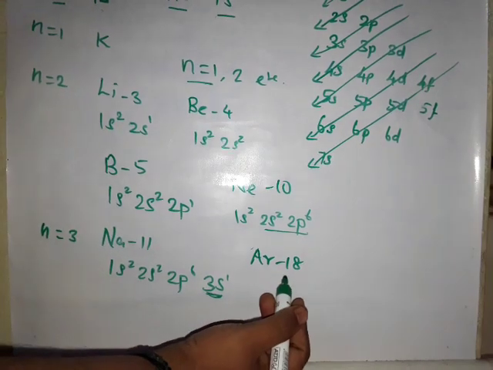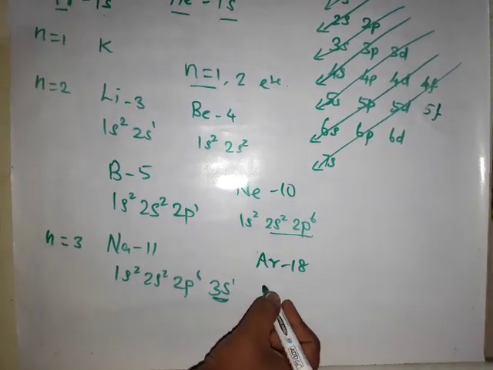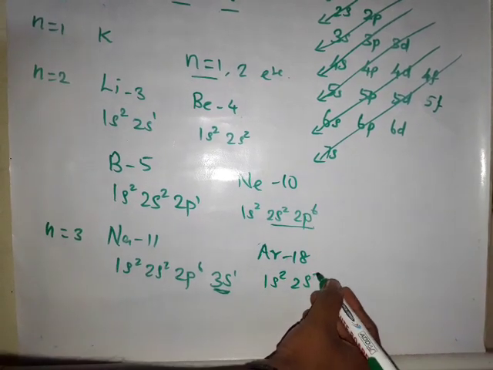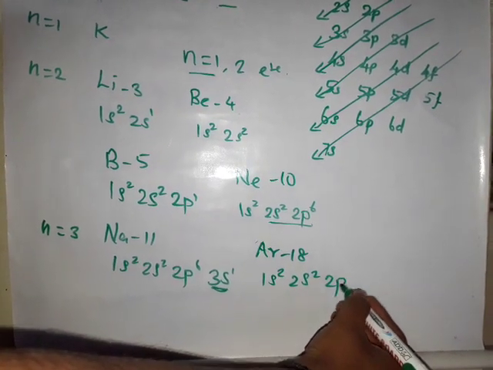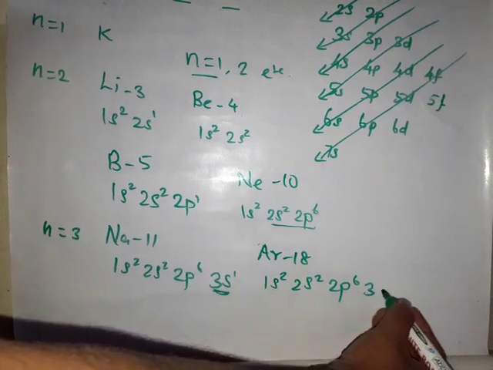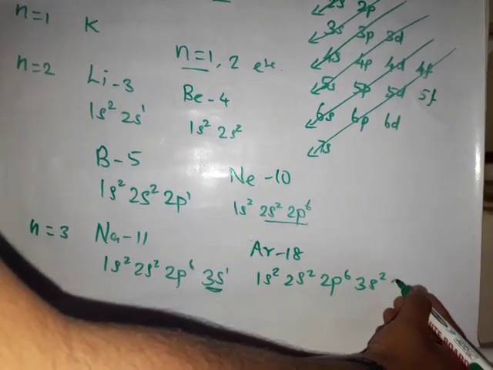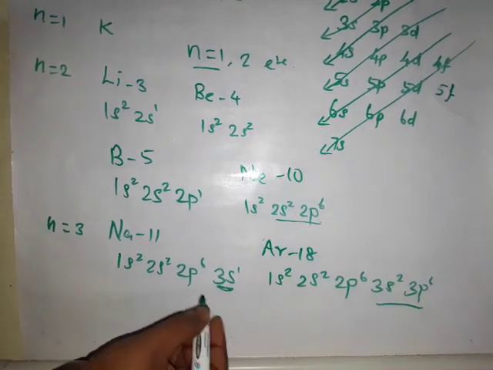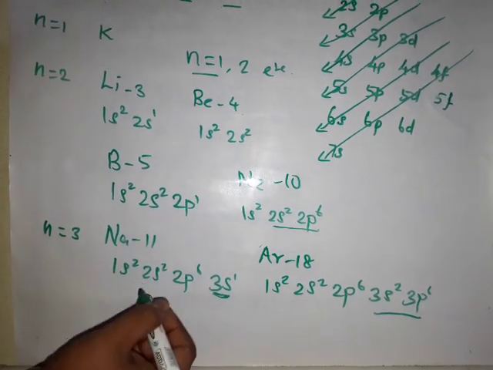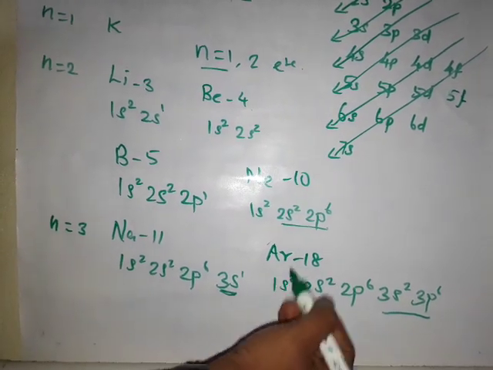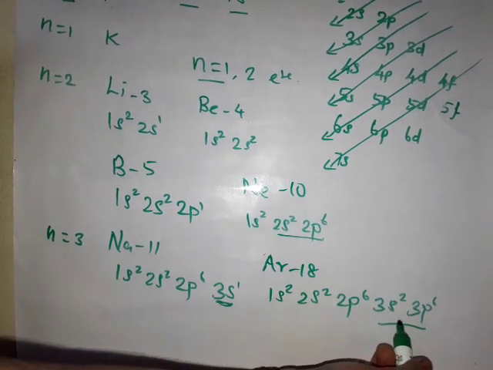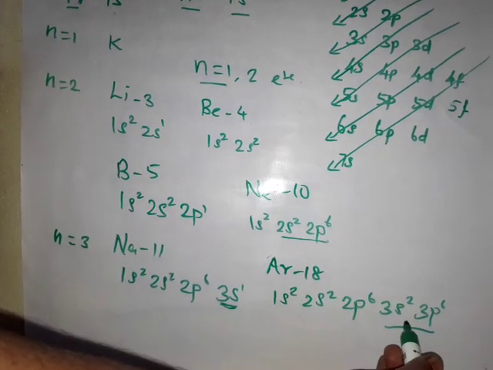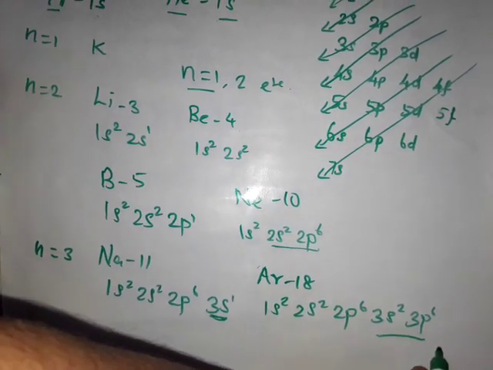Here argon's atomic number is 18. So 1s2, 2s2, 2p6, 3s2, then 3p6. The period starts with sodium and ends with argon, that is 18. That means in the valence shell, the 3s and 3p orbitals are completed, 3s2 and 3p6.